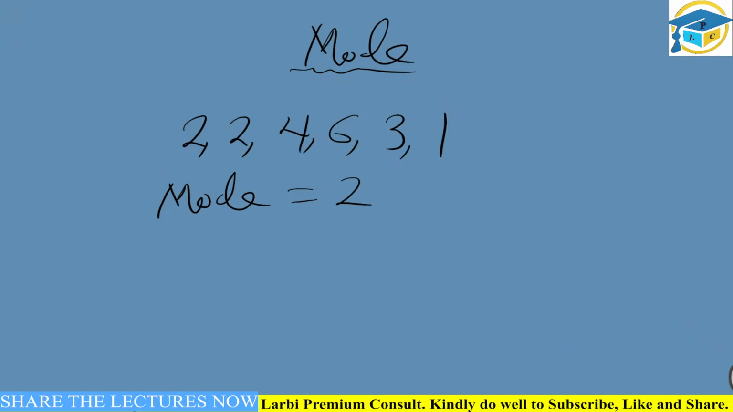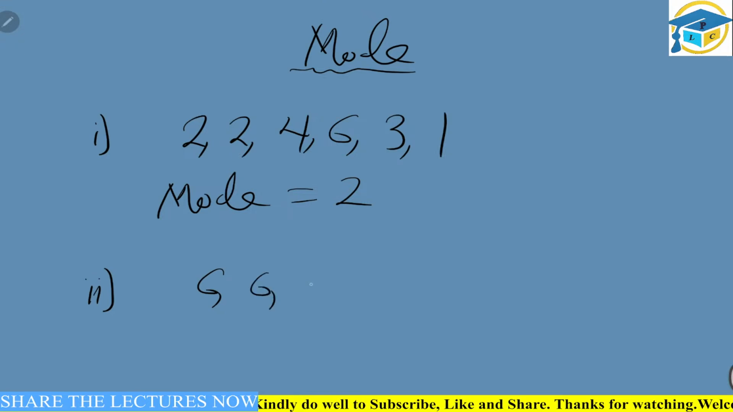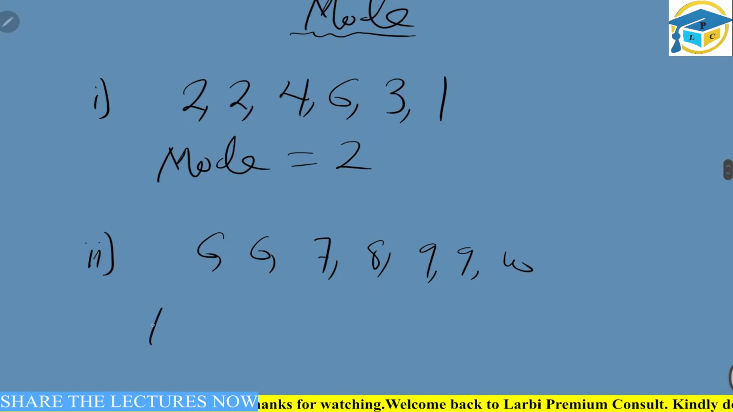We can also have this set of data. Let's say we have 6, we have 7. Let's say we have 8. Let's say we have 9. We have 9. Let's say we have 10. So this is also another set of data. We are asked to find the mode. What would be the mode?